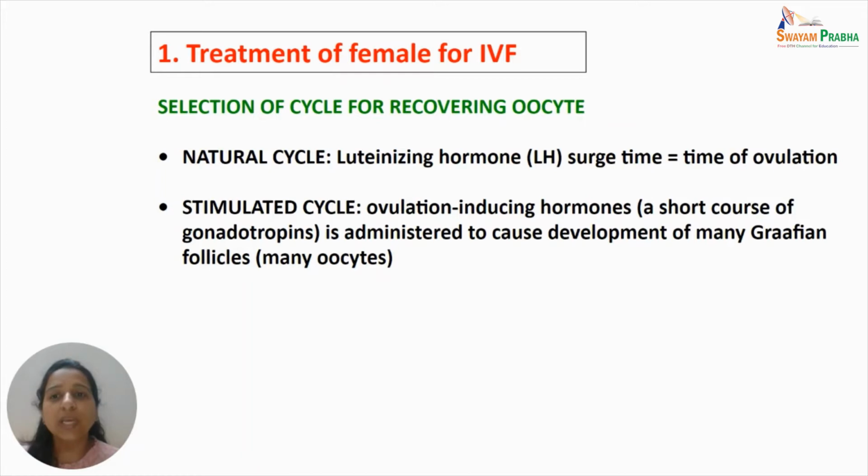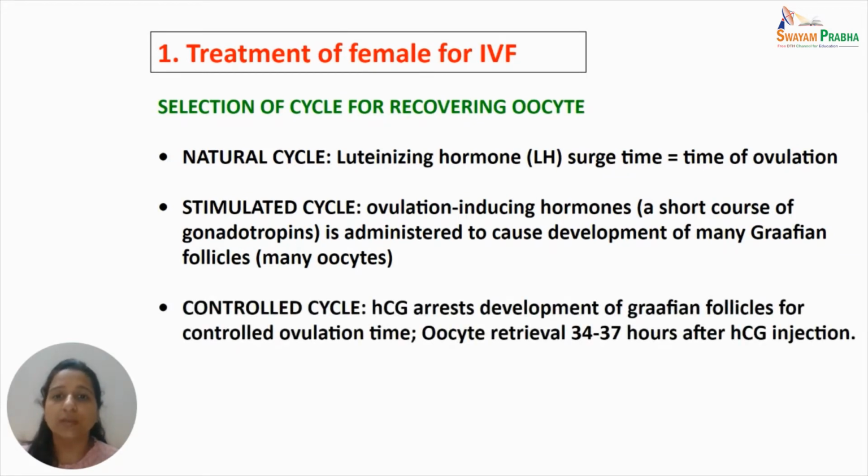The cycle selected can be a stimulated cycle in which ovulation-inducing hormones, predominantly gonadotropins, are given in the form of a short course. They are administered so as to cause development of many Graafian follicles at the same time, so as to draw many oocytes from the female instead of just one. This increases the chances of fertilization. Or it can be a controlled cycle in which human chorionic gonadotropin is used to arrest the development of Graafian follicles so as to have a controlled ovulation time. Now, the oocyte is retrieved some 34 to 37 hours after the injection of HCG.